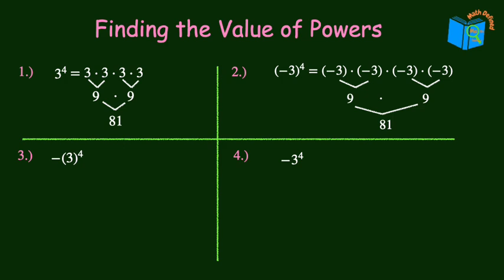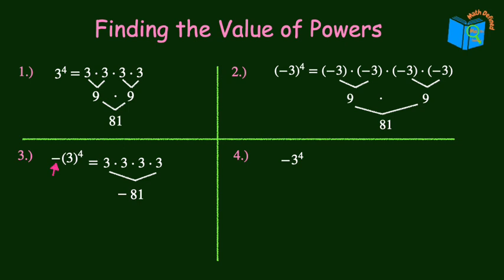So the last 2 scenarios will result in a product of negative 81. What is the base number in this third scenario? The parenthesis is next to the exponent. So everything inside the parentheses is the base. Do you see that the negative sign is not inside the parentheses? Only the positive 3 and not the negative sign is being raised to the 4th power. So we will multiply positive 3 to itself 4 times to get positive 81, and then bring down the negative sign to get a value of negative 81.